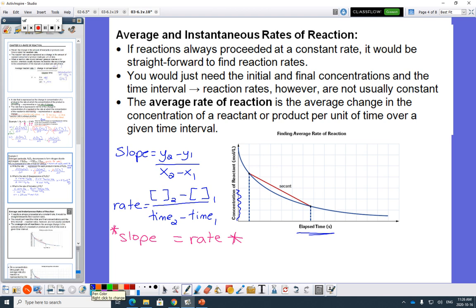So slope is going to be rate. In math, when you do slope, sometimes it's just random x and y values. Ours are not going to be random. It'll be time and concentration, which have units. So please make sure both of these have units. And again, usually we use seconds. So concentration is moles per liter, and time is seconds. And I'll show you how that works.